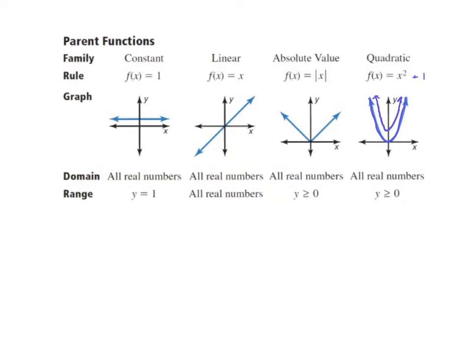If I want to translate that graph downward, maybe instead of moving up by 1, I want it to translate down by 5. Fine. Subtract 5. 1, 2, 3, 4, 5. Same graph, just down 5.